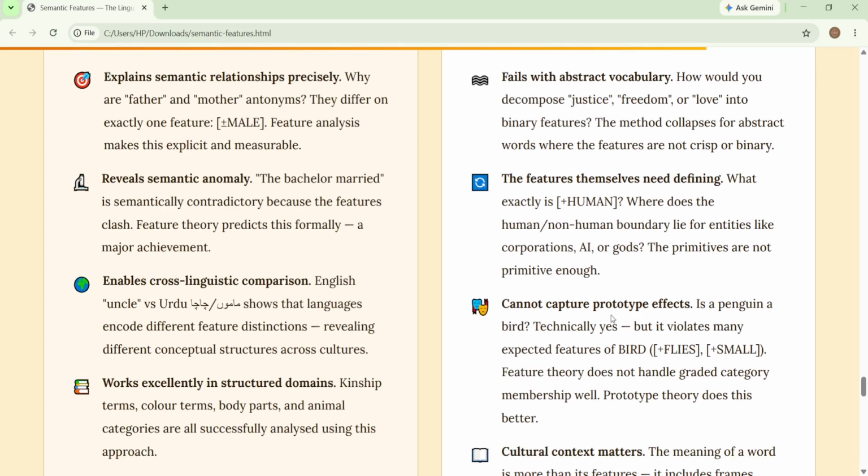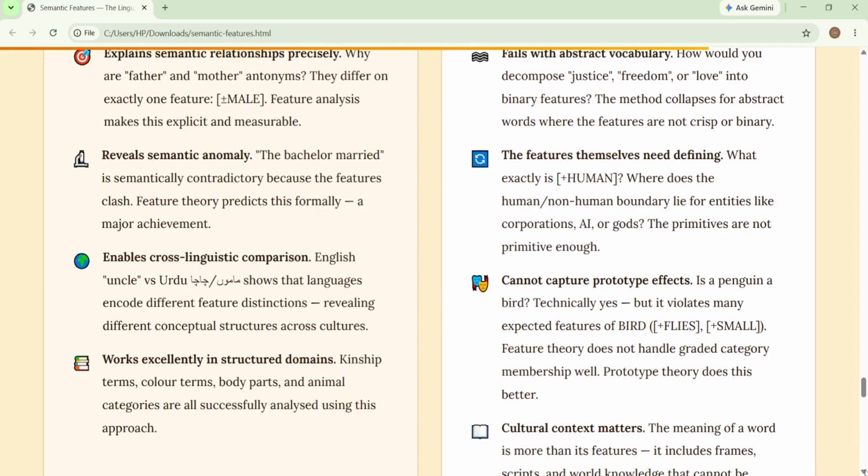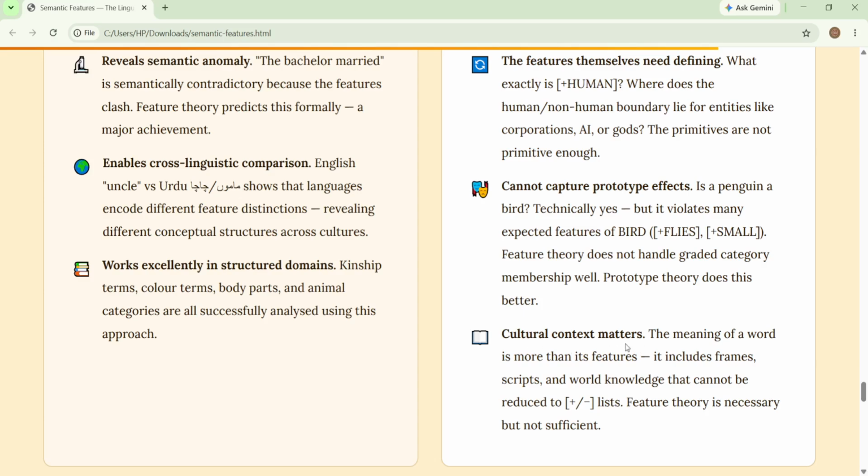Then again, it cannot capture prototype effects. So is the penguin a bird? Technically yes, but it violates many expected features of birds, such as that a bird should fly and be small in size. This says feature theory does not handle graded category membership, while prototype theory does this better. We'll discuss prototype theory later. And the next one is that cultural context matters. The meaning of a word is more than its features. It includes frames, scripts, and world knowledge that cannot be reduced to positive and negative lists.